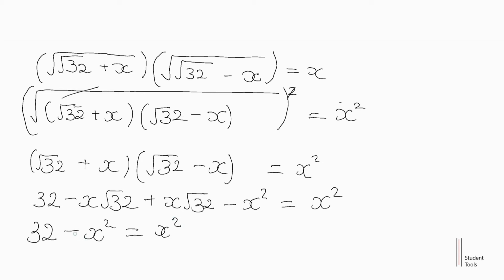Now let us take the x squared from this side to the other side. We will add x squared and also add x squared here, such that this will cancel, and then we will have 32 equal to 2x squared.